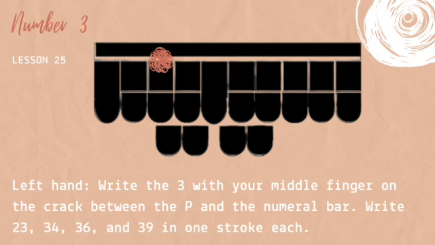We have here number 3 for lesson 25. So using your left hand, write the 3 with your middle finger on the crack between the P and the numeral bar. So again, how are we going to write number 3? Using your left middle finger, you put it between the numeral bar and initial P. Then you write 23, 34, 36, 39 in how many strokes? Again, one stroke each because this is in ascending order.